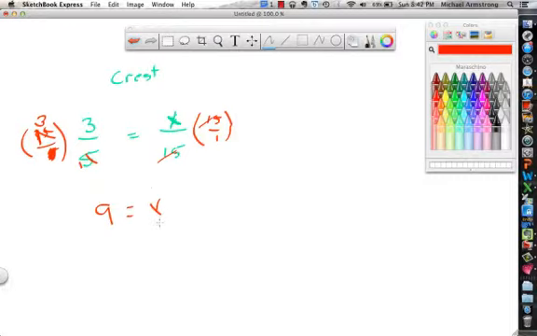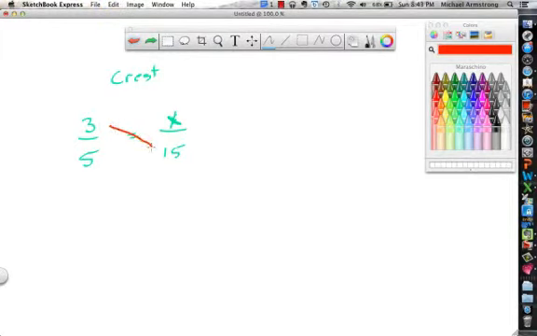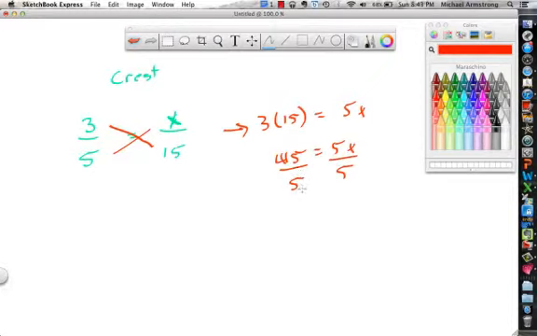There's also the cross products that you should have learned last year. Cross products means 3 times 15 should be equal to 5 times x. So 3 times 15 is equal to 5x. And 3 times 15 is 45. Divide both sides by 5. 45 divided by 5 is 9. We already knew it was going to be 9, but I just showed you 3 different ways to solve a ratio.